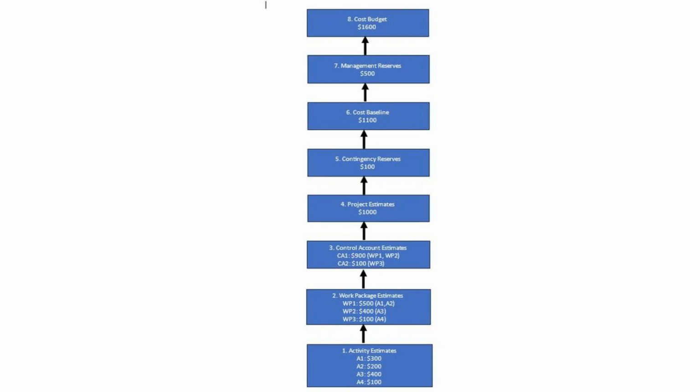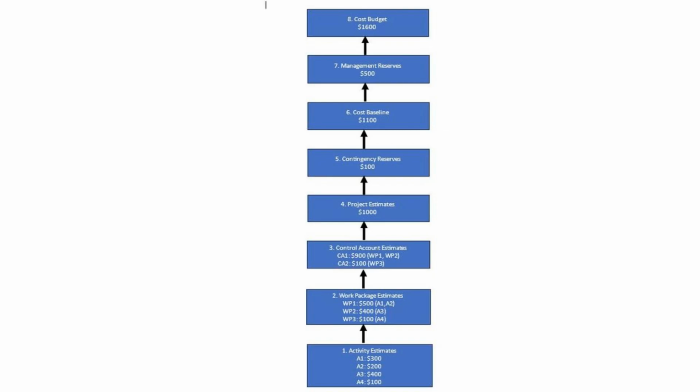If you have activity 3, $30, activity 4, $30, these two activities are grouped under work package 2, then the cost of work package is going to be the aggregated cost of all the activities that belong to the particular work package, meaning the cost of work package 2 would be $60.